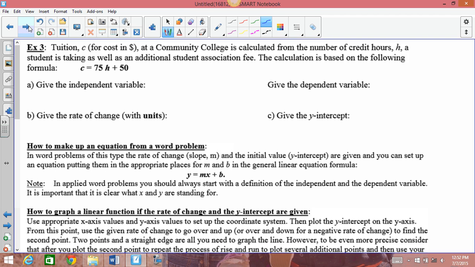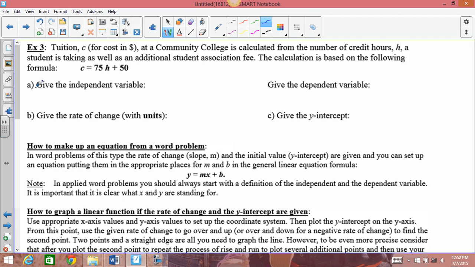Let's look at example 3. In example 3, it says the tuition, and C standing for cost, at a community college is calculated from the number of credit hours, H, a student is taking, as well as an additional student association fee. The calculation is based on the following formula. C equals 75H plus 50.